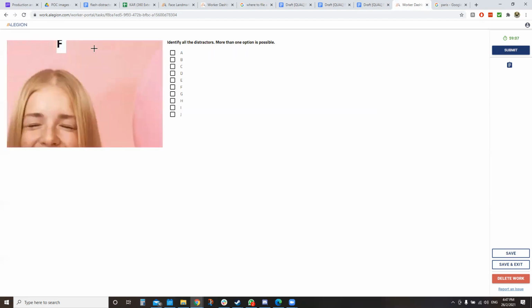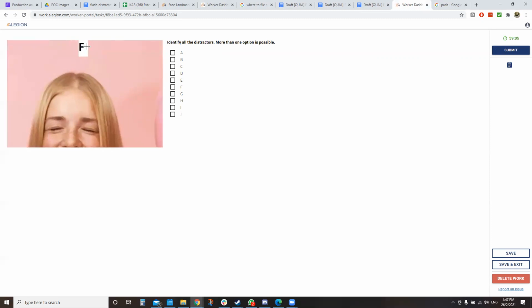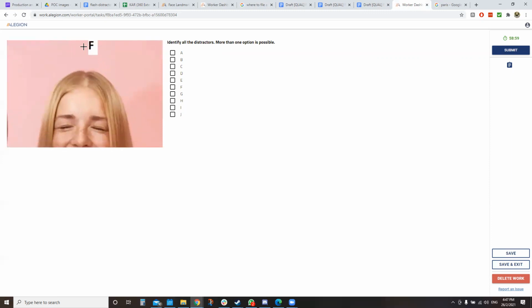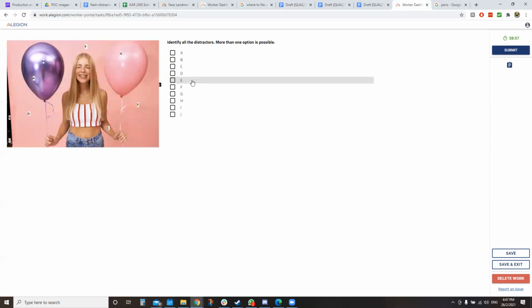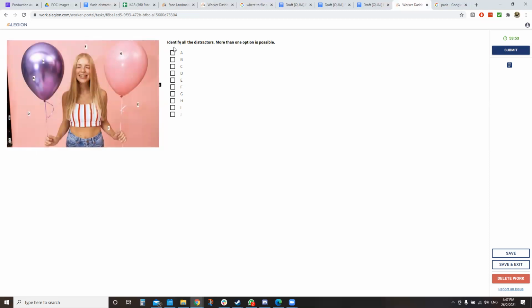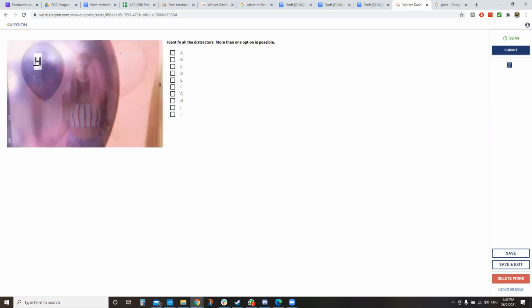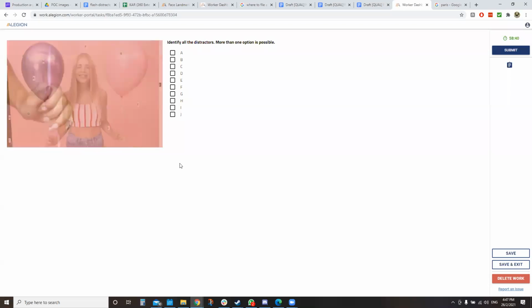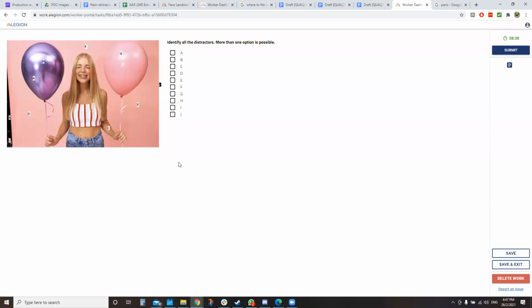Whatever is labeled, sorry, let me rephrase this. This task is just asking you, if there is a label on an object, is that labeled object a distractor or not? For example, what is the focus of this picture? The focus is a girl who is celebrating a holiday, her birthday, and there is a balloon. So the girl and the balloon are the focus objects.